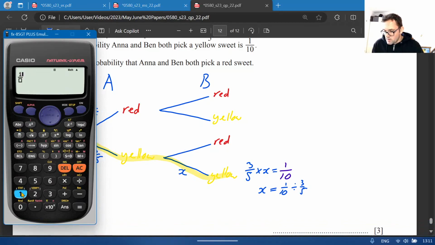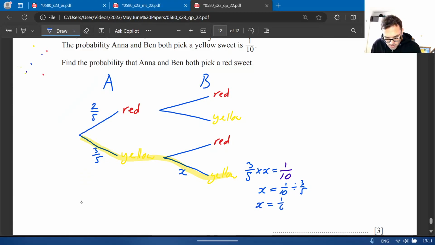Let's do that. 1/10, of course, is 0.1, divided by 3/5, which of course is 0.6. There we go. X is 1/6. That helps us a lot. So now we know the probability of Ben picking a yellow sweet is 1/6. So if there's 6 sweets in the bag, 1 will be yellow. If there's 12, 2 will be yellow. Meaning picking a red one, the probability will be 5/6. And the probability stays the same all the way through.